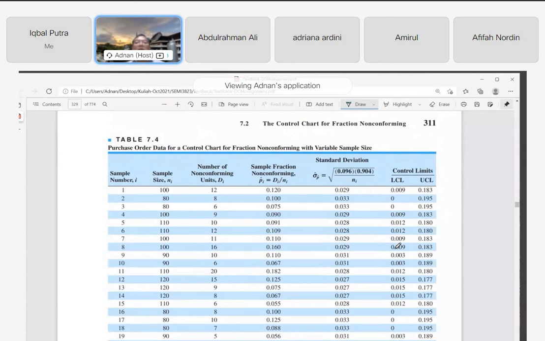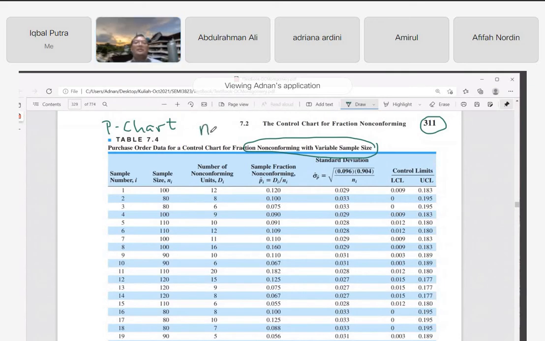This example is on the page, non-conforming fraction with variable sample size. Okay, we have the P chart, but in this case n is variable. Before that, n was fixed. When n is variable, of course, it is very tedious. But if you have software, the software can handle the calculation.